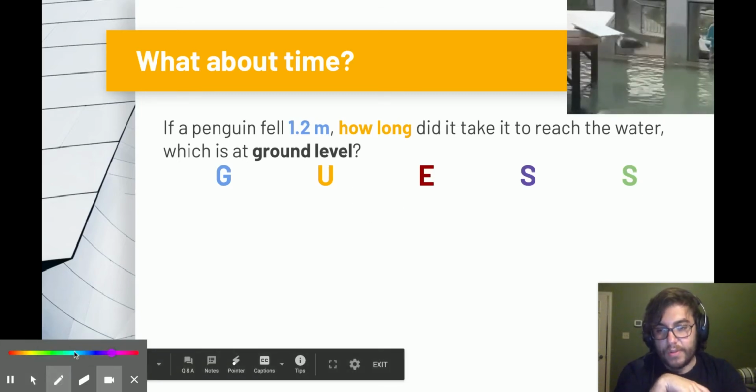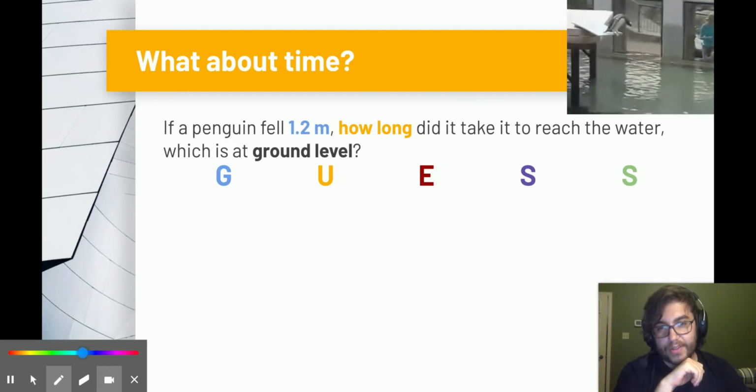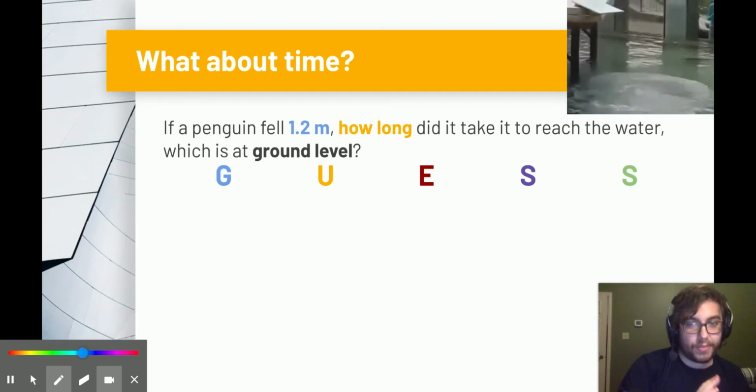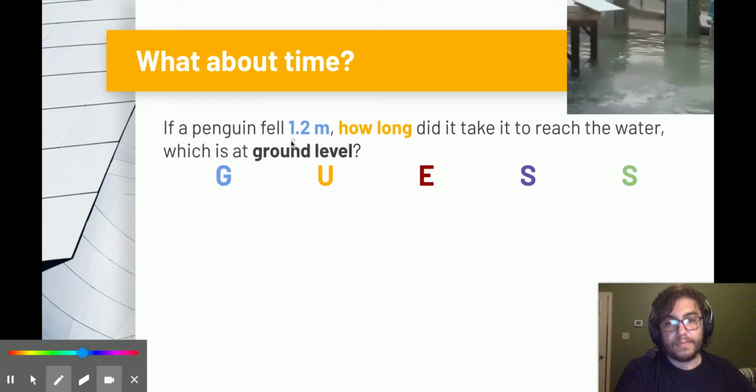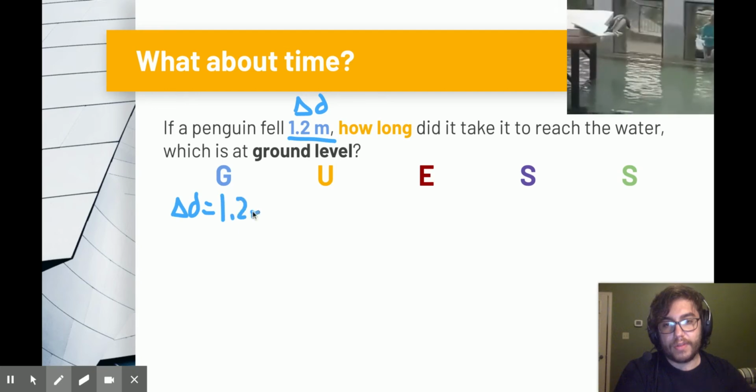Okay, we're back at it again, but this time we're given other information. So the way to solve the problem is a little bit different. So right here, we are given our displacement. So that's equal to 1.2 meters.